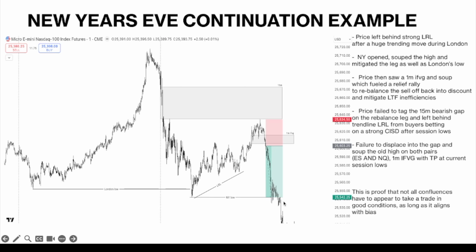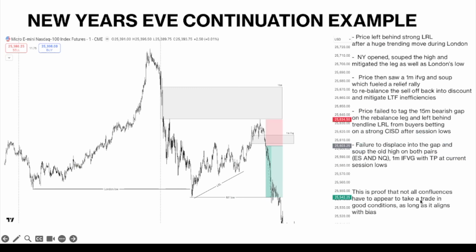So again, if the setup appears and you have your clear draw on liquidity and other confluences are at play, don't not take a trade because not everything is ticking the boxes. Again, a lot of these trades bet on shifts in momentum, so if that does appear, then obviously be prepared to be agile in the market and adapt where necessary.